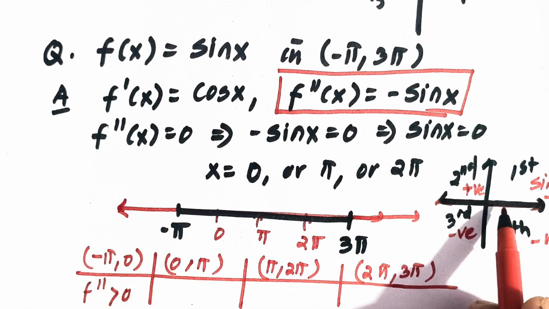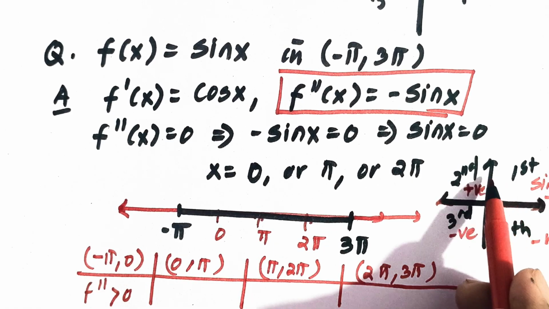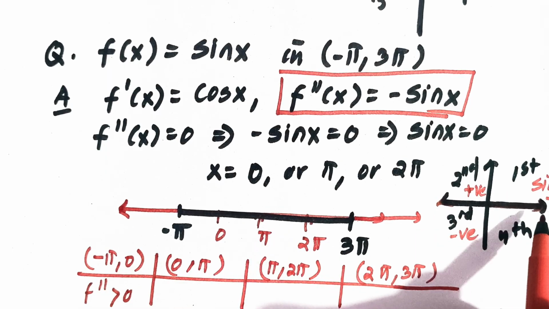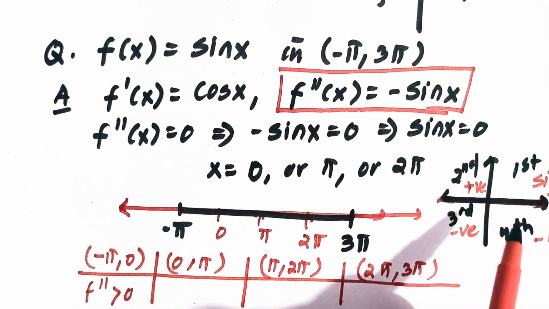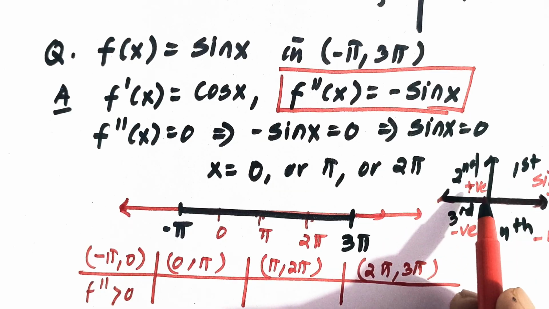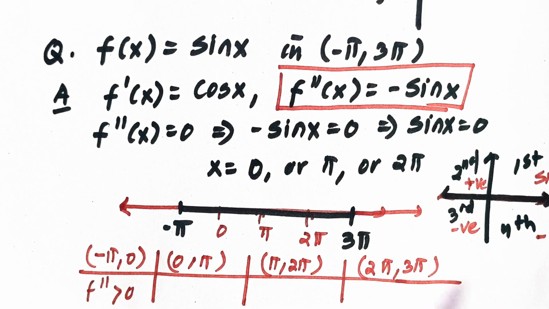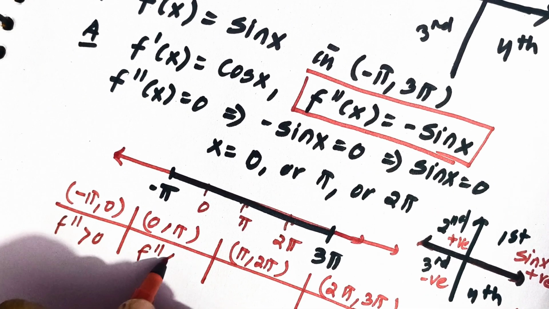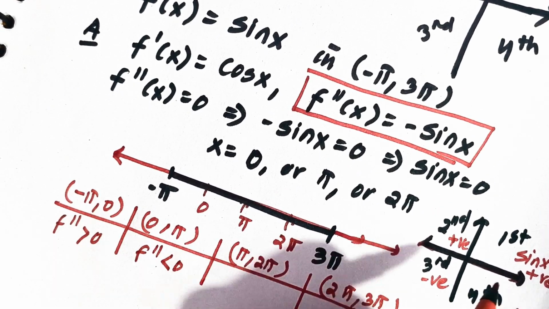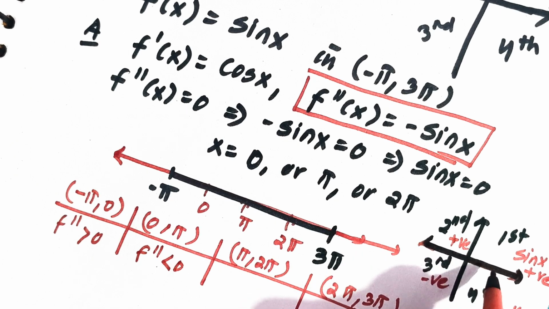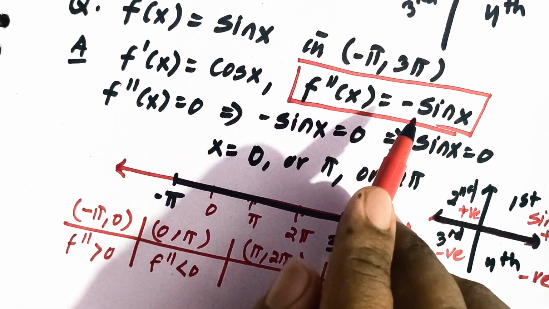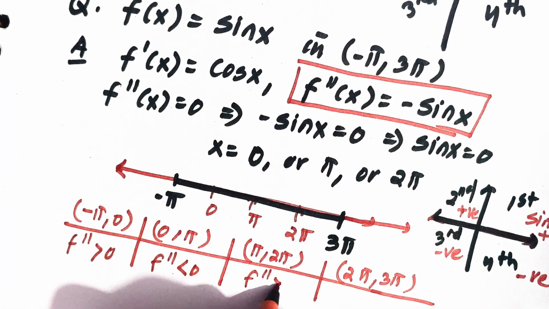In 0 to pi, this is our 0 and this is our pi. 0 to pi means first quadrant and second quadrant. We have all positive values between 0 degree to 180 degree, or 0 radian to pi radian. So those are in the first quadrant and second quadrant. We have sin positive, and minus sin is negative. So f double dash is negative. In pi to 2 pi, that means third quadrant to fourth quadrant, 180 degree to 360 degree. And here we have sin x negative. So minus of sin x is positive. So f double dash is positive.